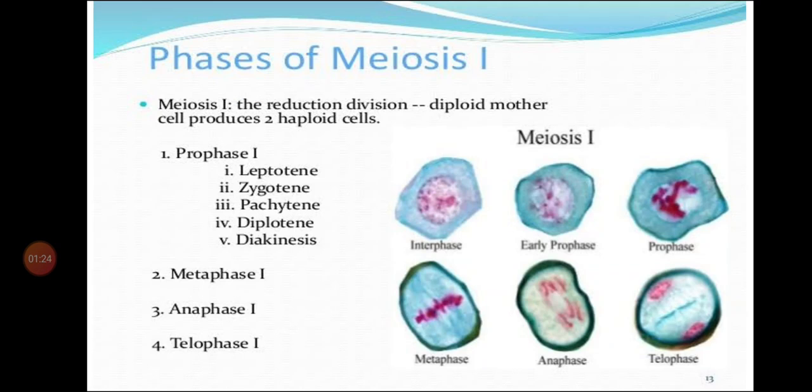That is, phases of meiosis 1. There are two types of meiotic division, meiosis 1 and meiosis 2. We have started with meiosis 1. There are sub-stages in meiosis 1: prophase 1, metaphase 1, anaphase 1 and telophase 1. We will study each subphase in detail. Prophase 1 consists of sub-stages: leptotene, zygotene, pachytene, diplotene and diakinesis.